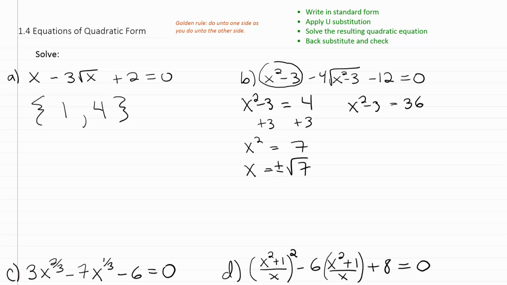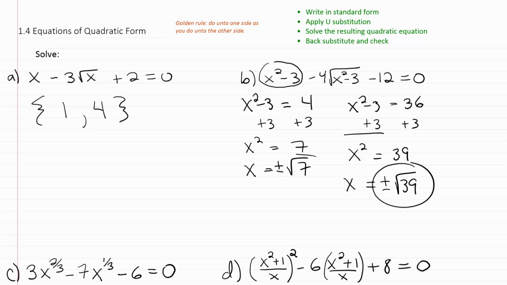So we applied the square root property to get our first two answers, plus and minus the square root of 7. Here we're going to add 3 to both sides, and we'll end up having x squared is equal to 39, and we'll take the square root of both sides to get our second two answers, which is going to be plus and minus the square root of 39. All right, so those are our four solutions.